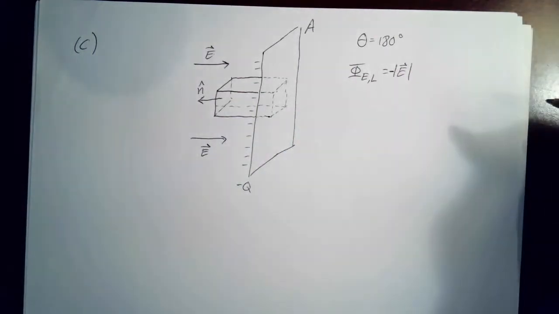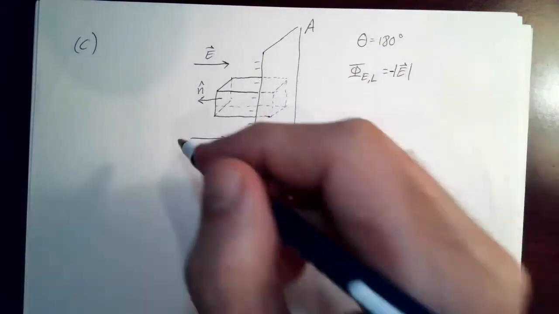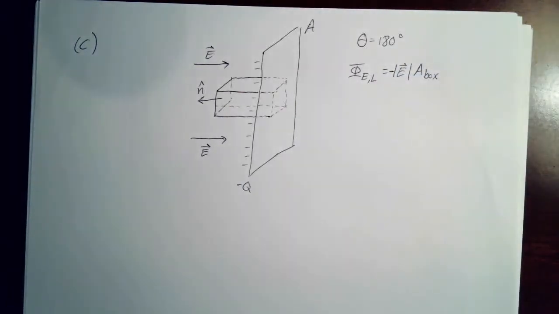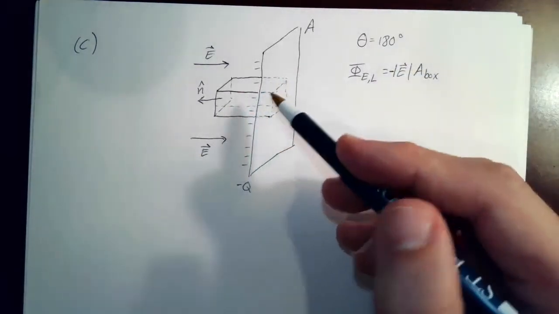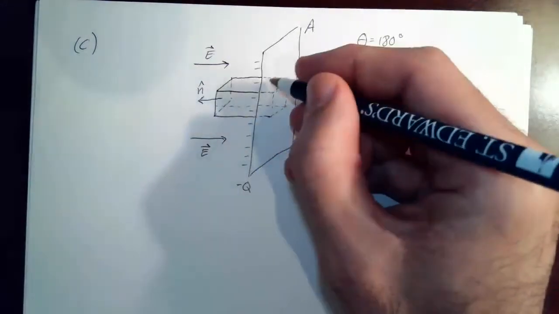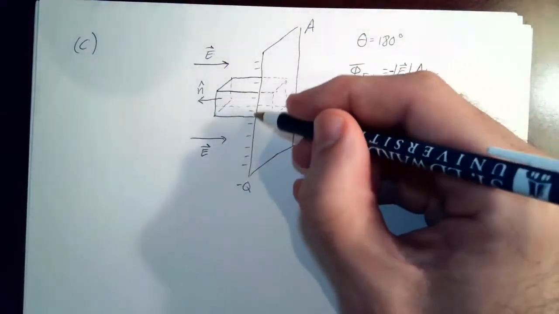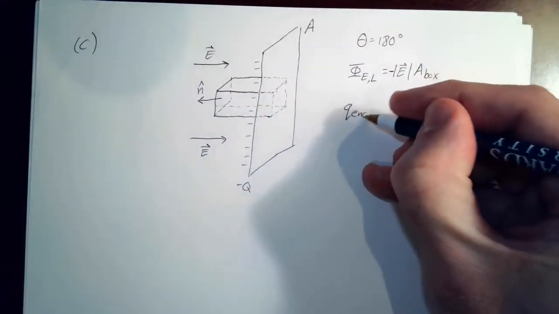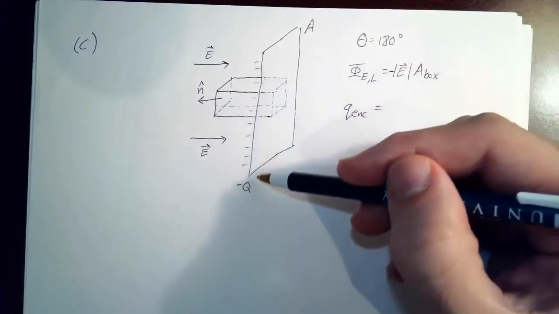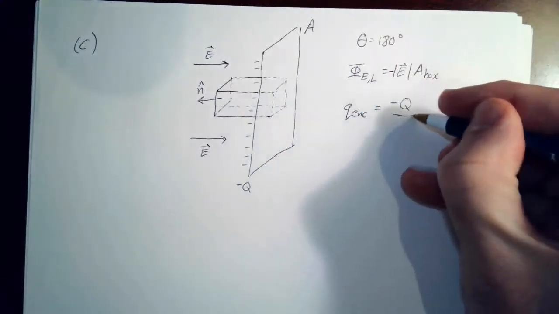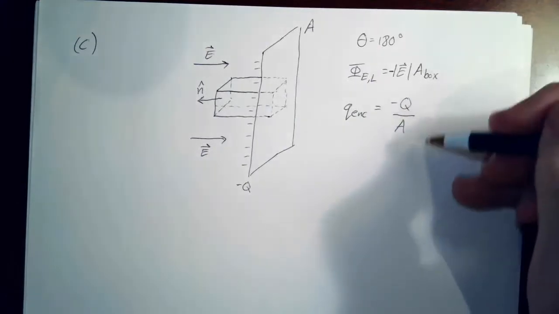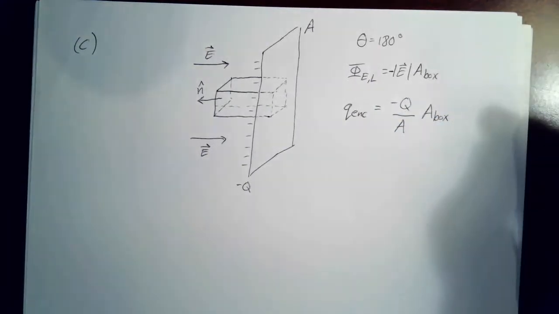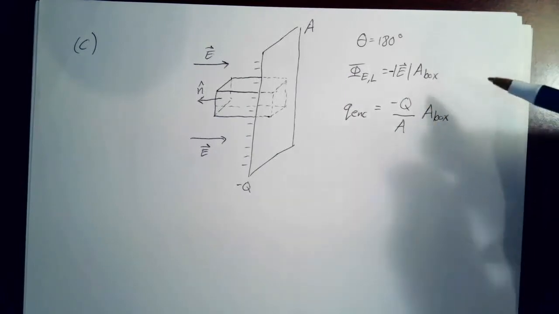Times the area. The area is, again, I'm just going to call it A box. Okay, what's the charge enclosed by the box? That would be these negative charges on the plate here. And so I'm enclosing a piece of the plate with an area of A box. Since I know that the charge is evenly distributed across the plate and it has a total charge of minus Q over an area of A, there's my charge per area, times the area that I have enclosed, the piece of the plate that's been enclosed.